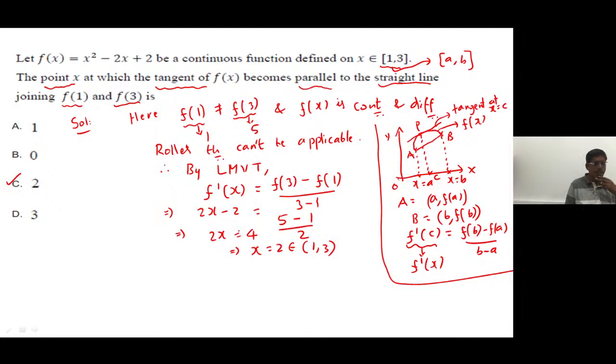Please check, very very important. See that one of the x points must belong to the open interval (a, b), and look at the options also. Hope everyone is following and understood. So this is also a mechanical question.